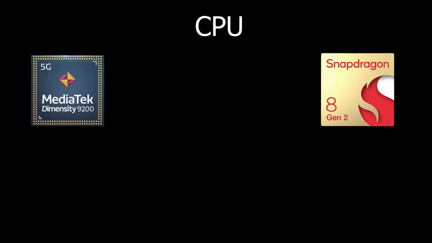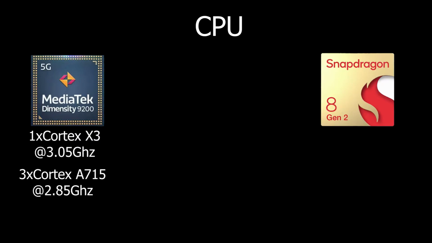Talking about the CPU of the Dimensity 9200, you'll get the latest core, Cortex X3, and the speed is 3.05 gigahertz. These are for high performance. For the middle performance, you will get 3 Cortex cores based on A715, and the speed is 2.85 gigahertz. Talking about efficiency, you will get 4 cores of A510, with the speed similar to previous generations, 1.8 gigahertz. Now let's talk about the 8 Gen 2.